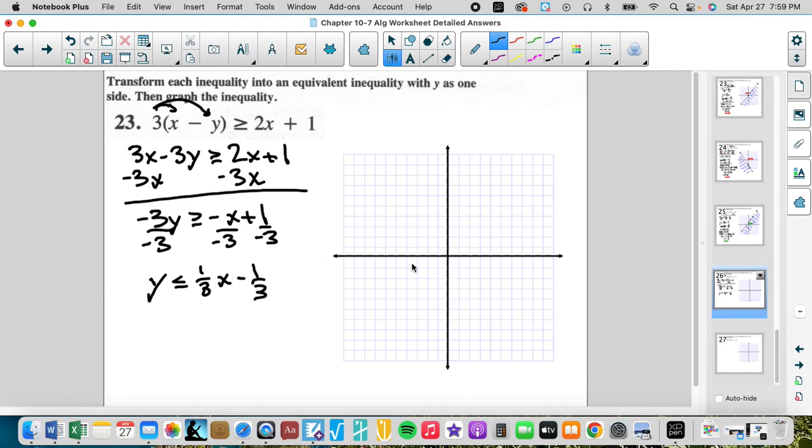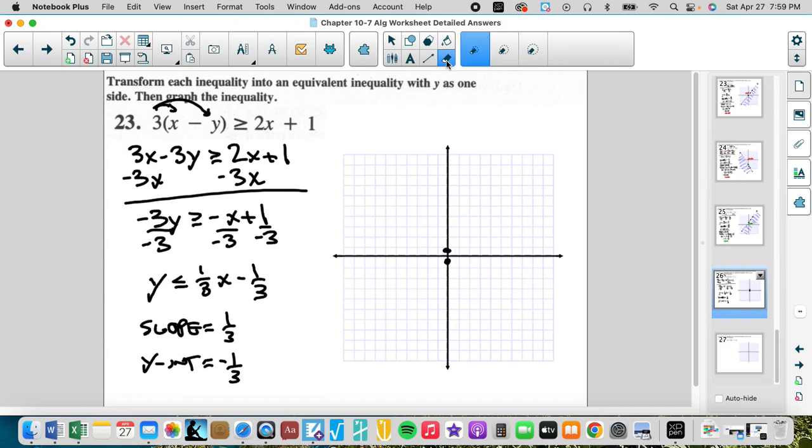How fun is this going to be? My slope equals 1/3. My y-intercept equals negative 1/3. So my y-intercept is negative 1/3. That's a closed circle at least. I don't have to do an open circle. Then we're going to go up 1 and then right 3. So that's going to be right there, just at 2/3. We're going to go up 1 and right 3. That's going to be at 1 2/3. We're going to have a solid line.